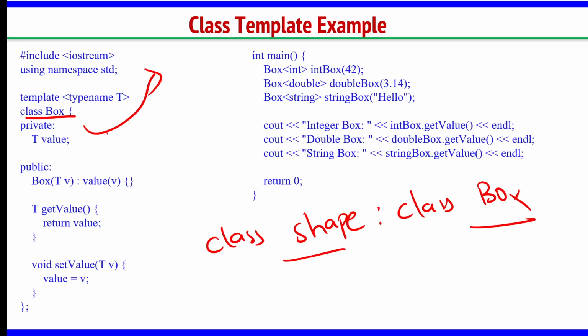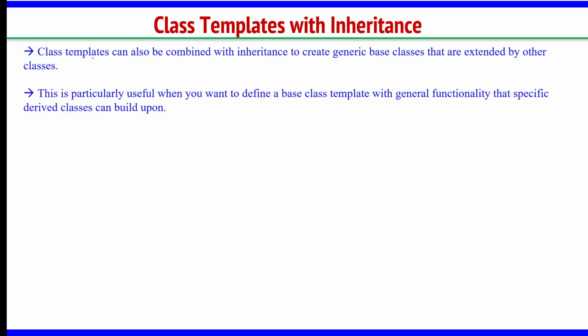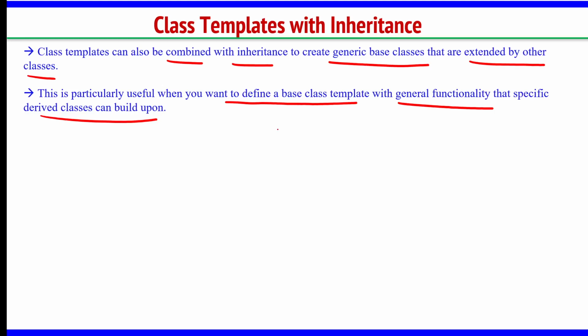Now what about this template? What about this template logic? How will it work here? How to use these generic classes in inheritance, that we have to see. Class templates can also be combined with inheritance to create generic base classes that are extended by other classes. So, you are trying to create generic base classes. This is particularly useful when you want to define a base class template with general functionality that specific derived classes can build upon. So, the general thing you want to put in the base class, and the remaining things the derived classes can take care of.